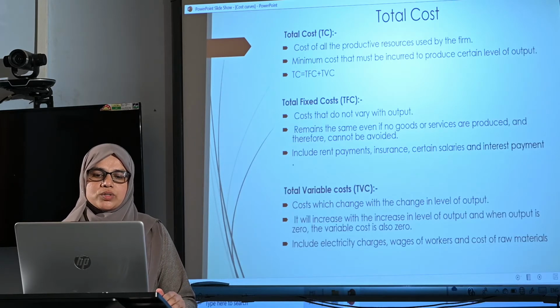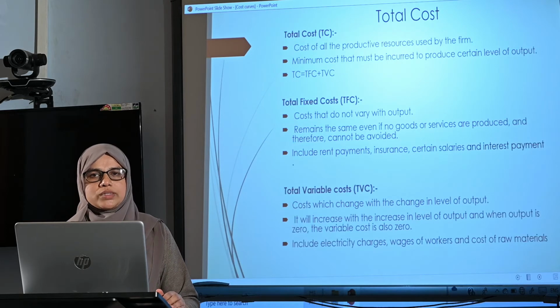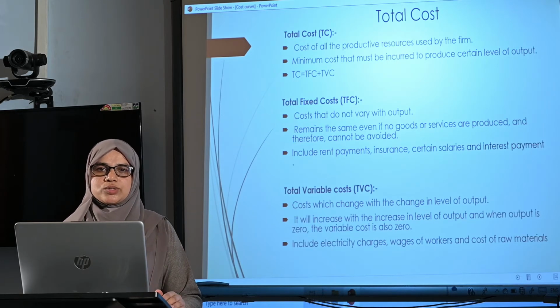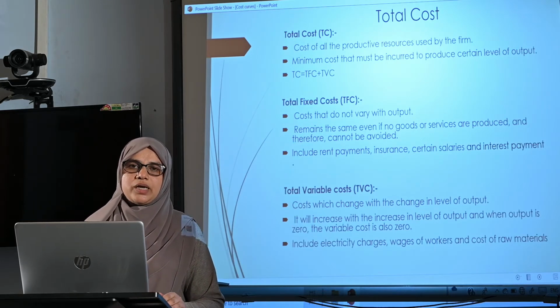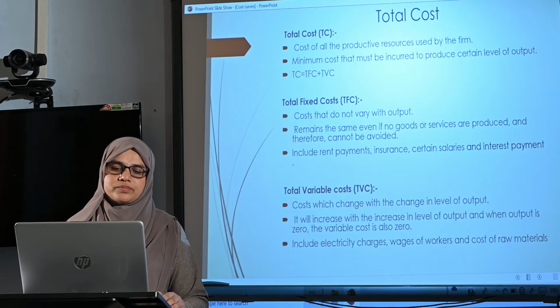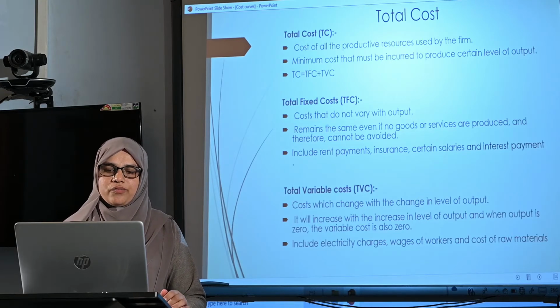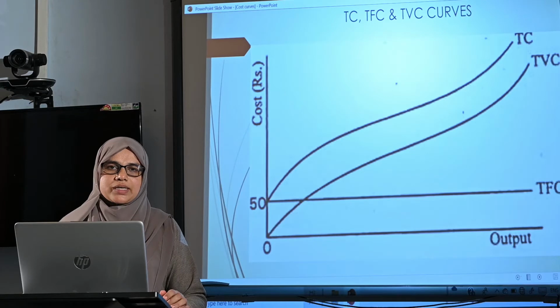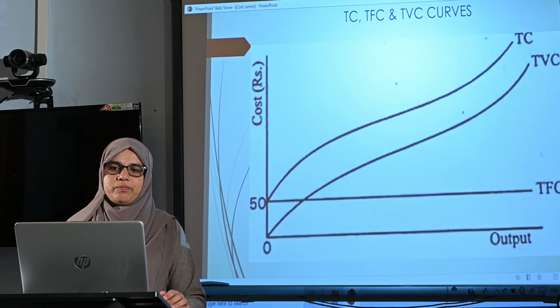Then total variable cost. Total variable costs are the costs which change with the change in level of output. When output is 0, total variable cost is also 0. With the increase in output, total variable cost also increases. It includes electricity charges, wages of workers, cost of raw materials, etc. Now illustrate these three curves with the help of a diagram.